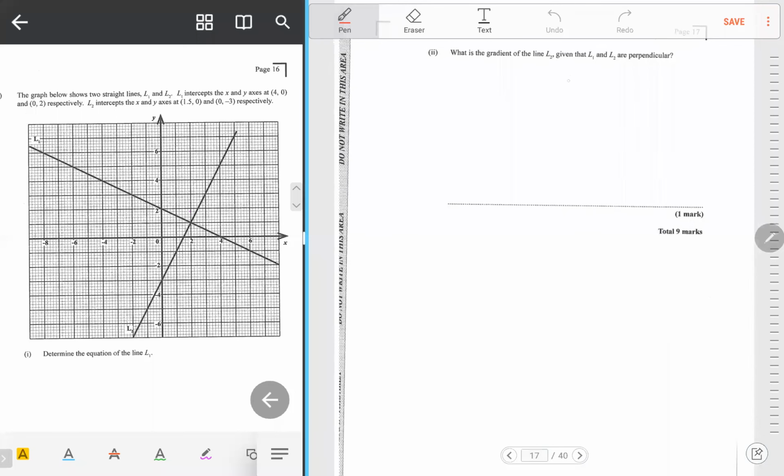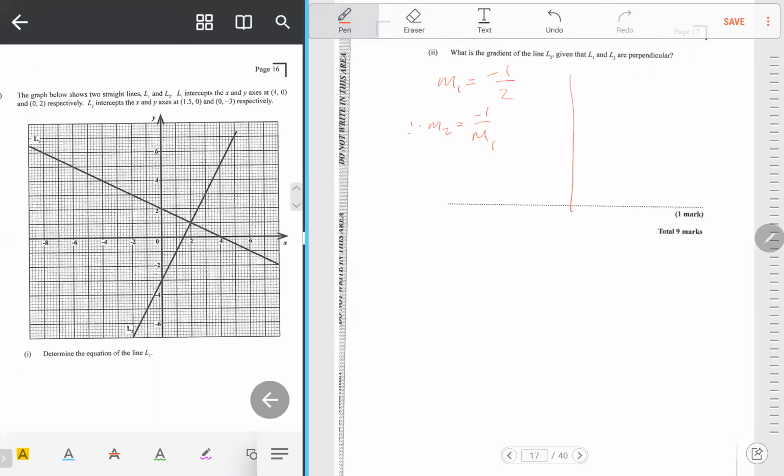We can do it 2 ways. If they're perpendicular, what happens? Gradient of 1 is the negative reciprocal of the next one, don't it? Yes. The gradient of line 1 is -1 over 2. Therefore, the gradient of line 2 equals -1 over the gradient of line 1. Negative reciprocal, because they're perpendicular. Remember? Perpendicular lines have negative reciprocal gradient.